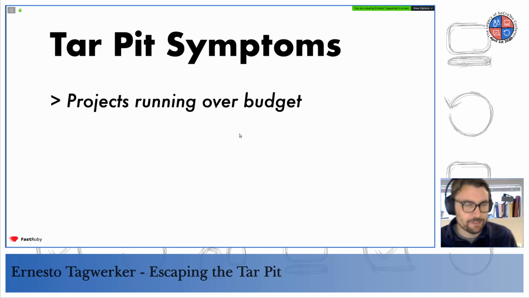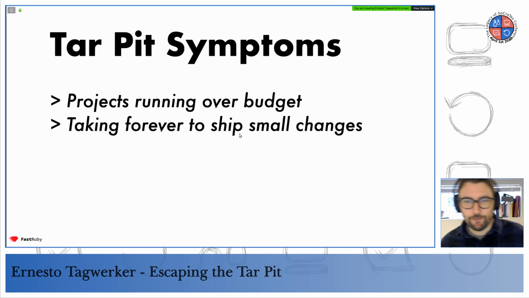Like, where do we see the tar pit? Well, I believe there are 3 examples that are very clear. Projects running over budget, saying you're going to ship this set of features in 3 months, and then 6 months into the project, you still have no idea when you're going to be done with it.